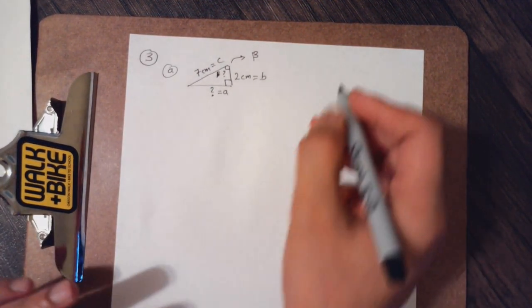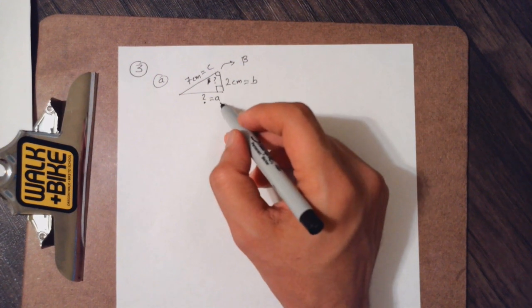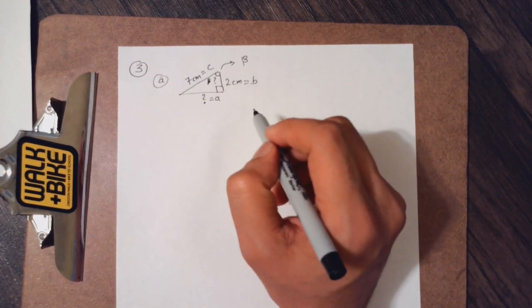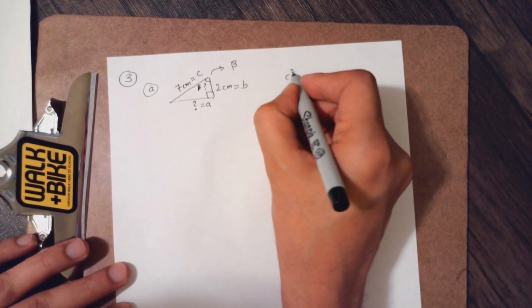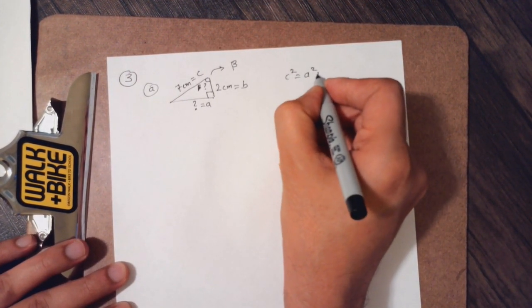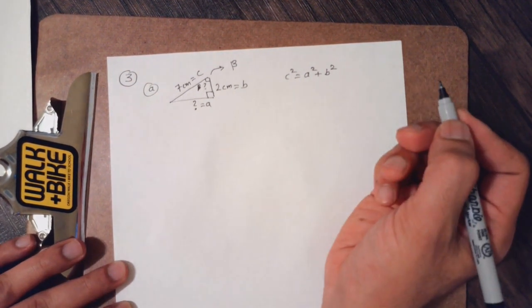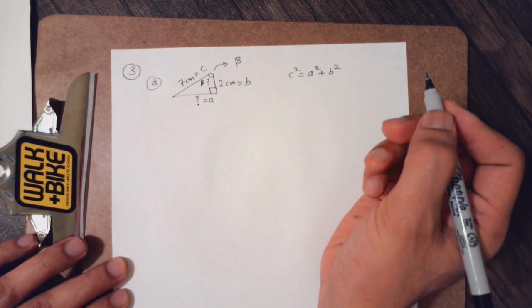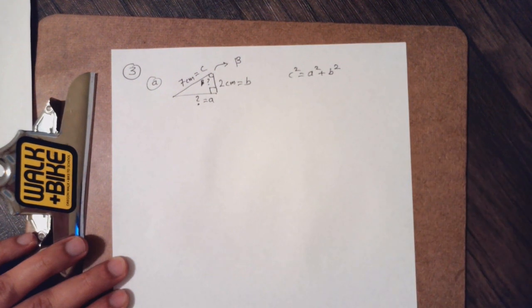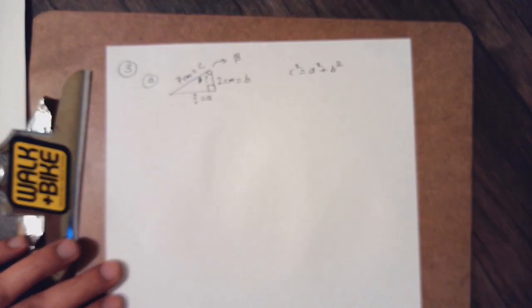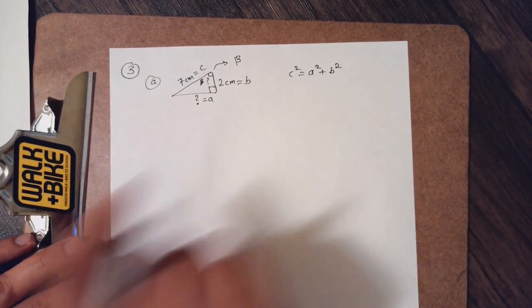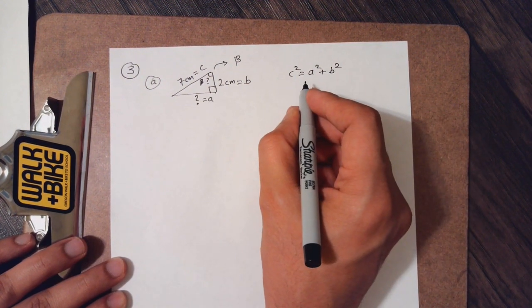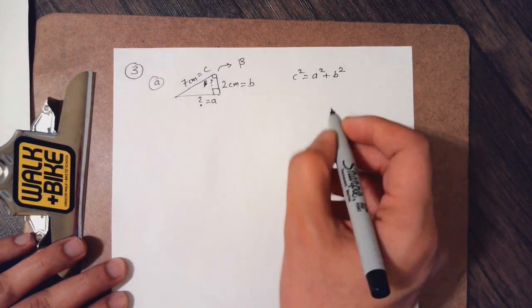So you need to find A. For that, you can use the Pythagorean theorem directly. How would you use it? C square equals A square plus b square, right? I see this video is a little bit out of focus, so let me try to focus it. It's gonna go blurry for a few seconds. Yeah, I think that's better, right? So c square equals a square plus b square.